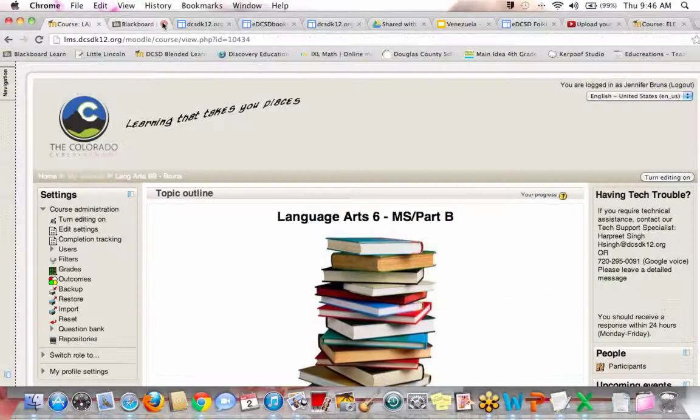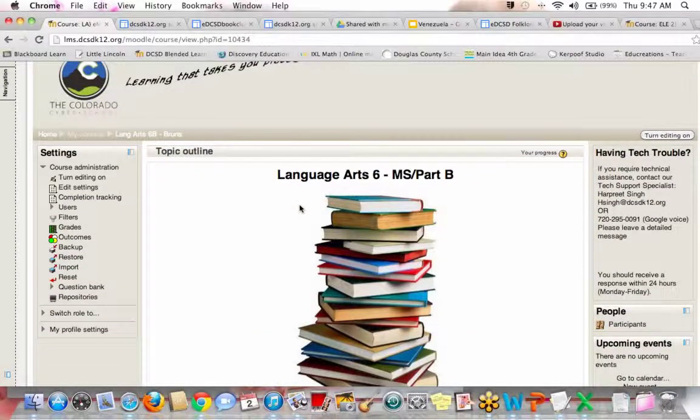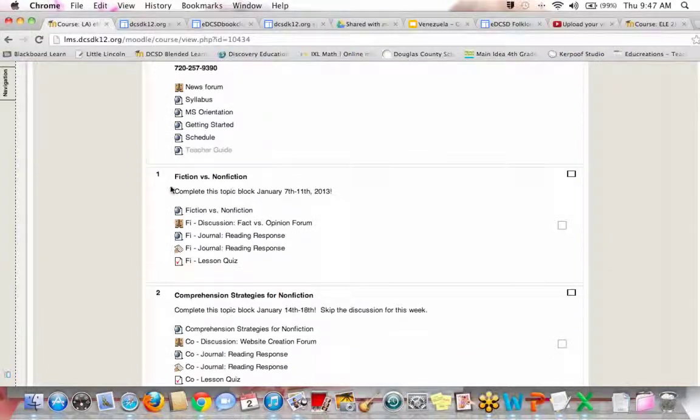6th grade is more like middle school. So 6th grade uses the Adventa curriculum, and 6th grade has a different course page for every one of their subjects. So we're looking at language arts right now, for instance. And every week, the 6th graders will come down and have a different topic block to complete. And so, for instance, January 7th through 11th, they were working on fiction versus nonfiction topics. And here are all of their assignments that they would be responsible for in one week. And again, these would be the concepts that we would go over in our virtual classroom.